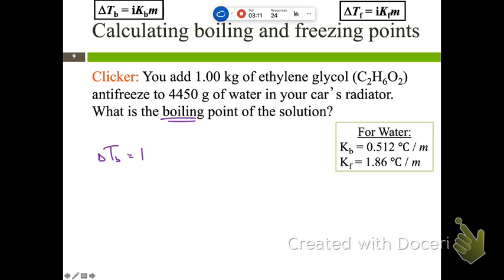Okay, so we're going to use the same van 't Hoff factor because I said so. We're going to use our Kb in this case, 0.512 degrees Celsius per molal. And then what was our molality? 3.62 mole. Okay, and when you write this out, let's just pretend at all times that I'm going to be there grading it on an exam. I will absolutely look for this.